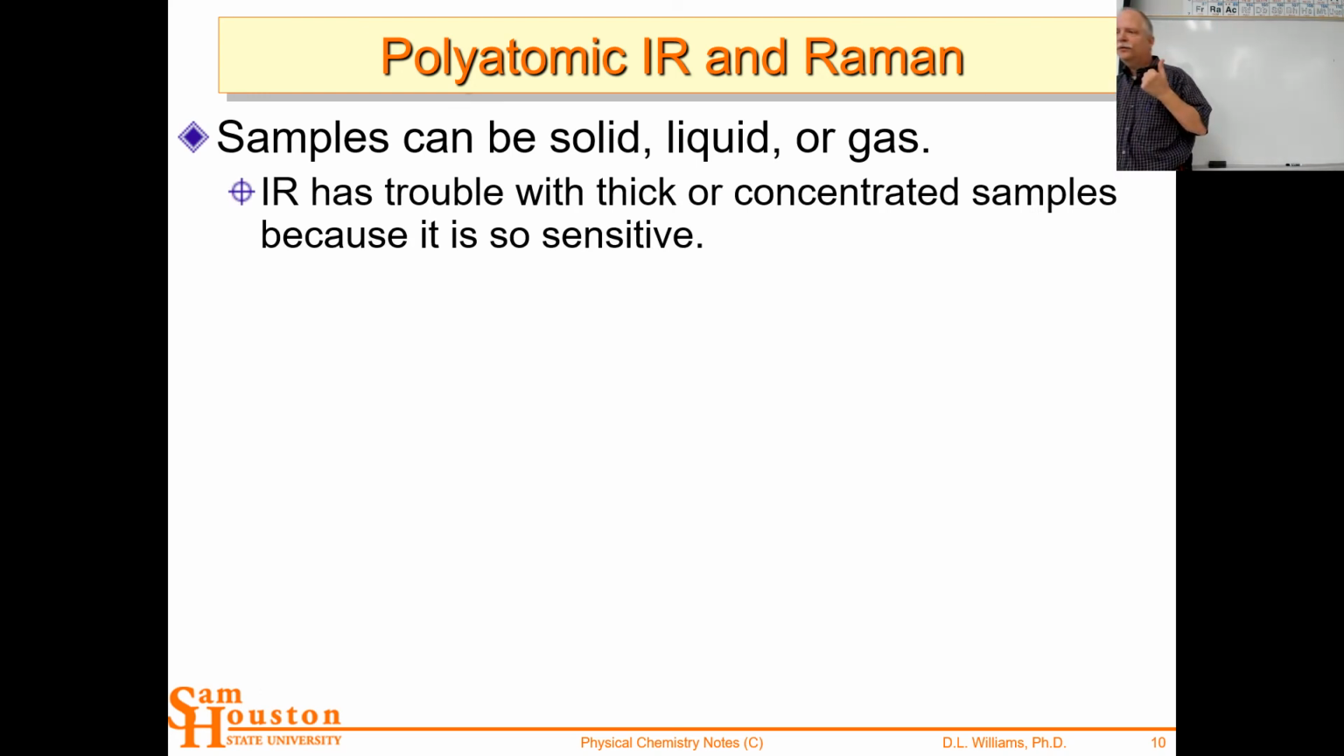And so the samples, of course, you can get infrared spectra from solids, liquids, gases. IR is such a strong effect, this infrared absorption, that thick or concentrated samples will absorb all the light. If you think about that, it's just mostly heat. And so substances are going to absorb heat in their vibrational motions.